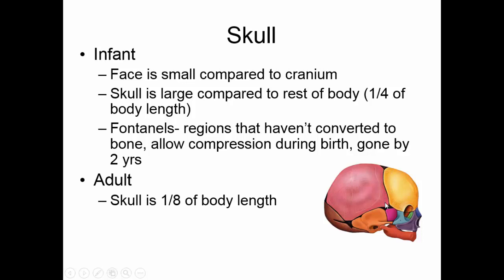In the adult, the skull is only about 1/8 of the body length. The bones are fused at all of these suture lines so that we have a very solid, almost like one bone made up of several different smaller bones.